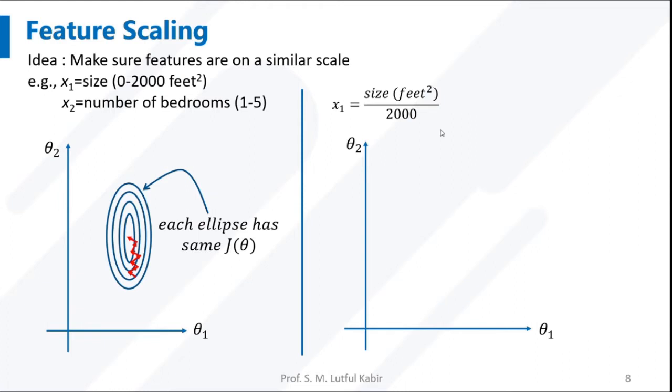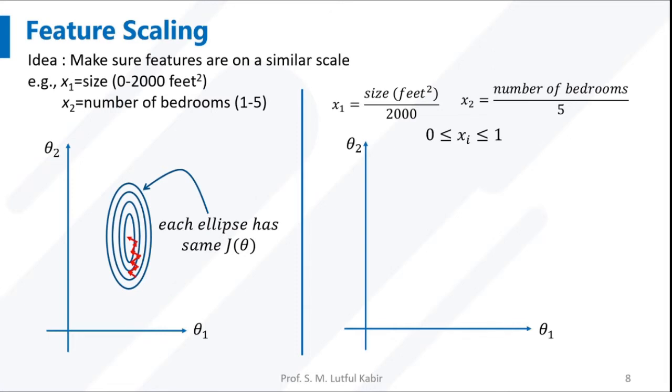On the other hand, if we scale down the feature values, for example, x1 is scaled down to size divided by 2000, where 2000 is the maximum value. So if we divide all the size data by 2000, the range of the data will be from 0 to 1 because the maximum value is 2000. Similarly, if I divide the number of bedrooms data by 5, the range will again be 0 to 1. So all the features, not parameters, all the features will have values between 0 to 1.